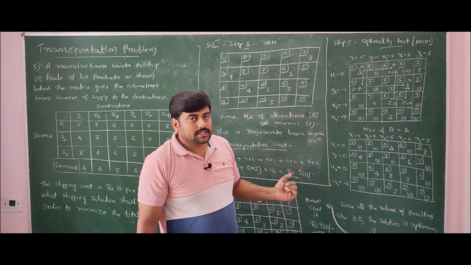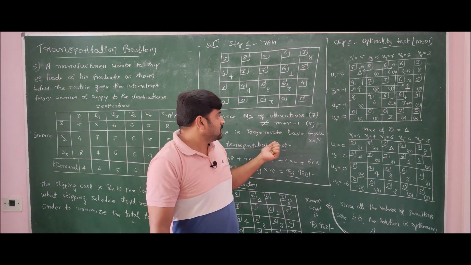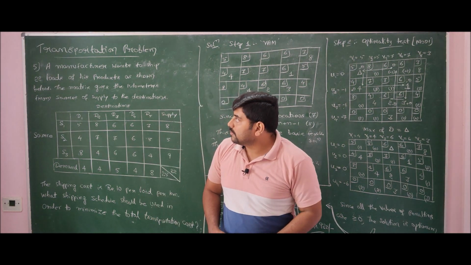So for this problem, the initial VAM method itself gave us the optimum allocation with optimum transportation cost of rupees 920. So this is the solution for problem number 5.